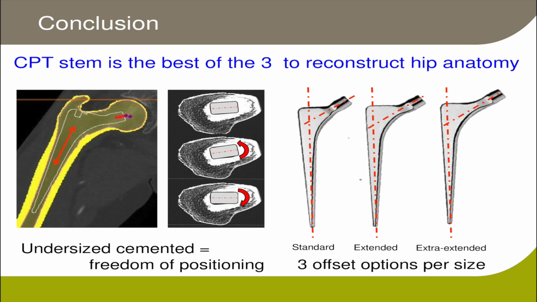Our best stem in this study was the CPT stem because it's undersized and you can really position it wherever you like along the shaft. You can position it in slight varus or slight valgus. You can also rotate it easily within the cement mantle. And for that reason, it performed well. Also, it has 3 offset versions, which is also an advantage, I believe, in trying to restore the normal anatomy.